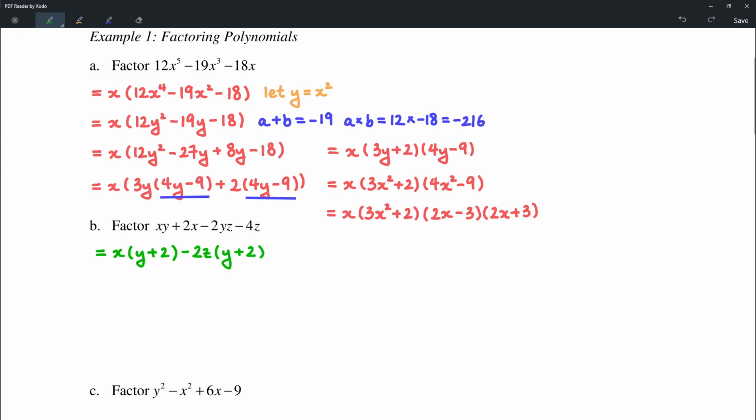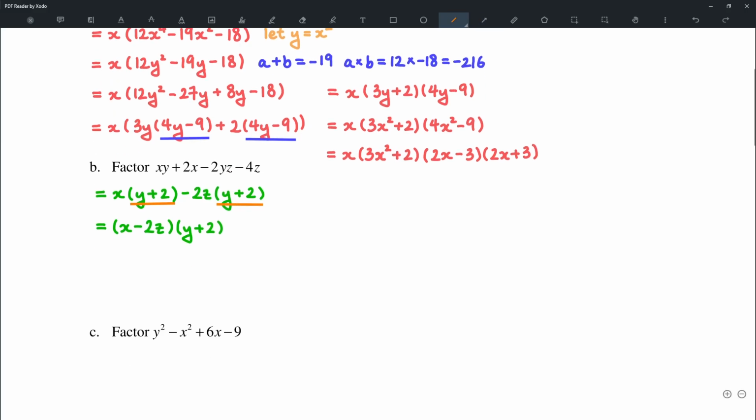So very similar to the last example in this step here. Both the first term and the second term now contain a factor of y plus 2. So we can factor it there. And we're going to be left with x minus 2z times y plus 2. I'll go ahead and underline the common factor there.